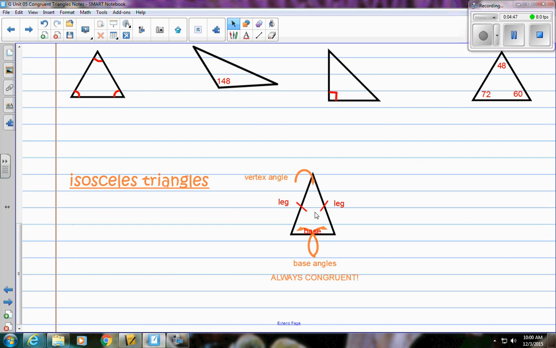This line of symmetry will also be perpendicular to the base, creating two 90-degree angles. And is there anything else? It will bisect your vertex angle as well. So again, line of symmetry down the middle, which basically ends up giving us a lot of information about our isosceles triangle.